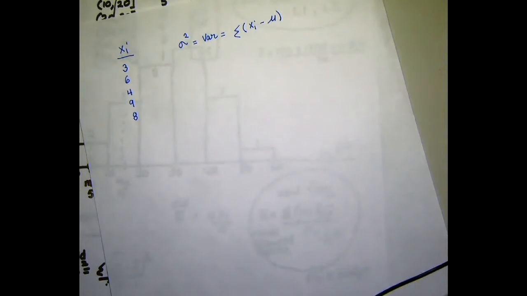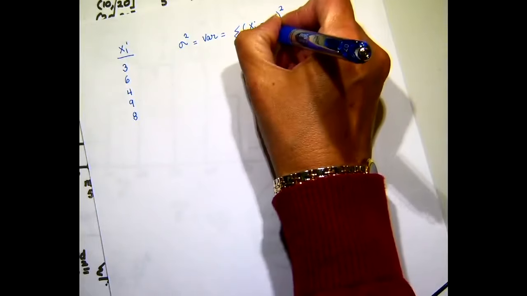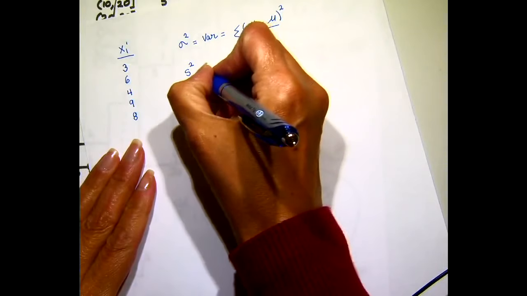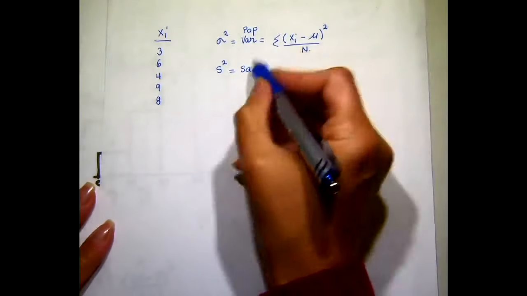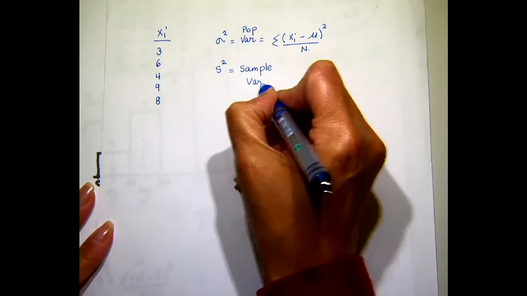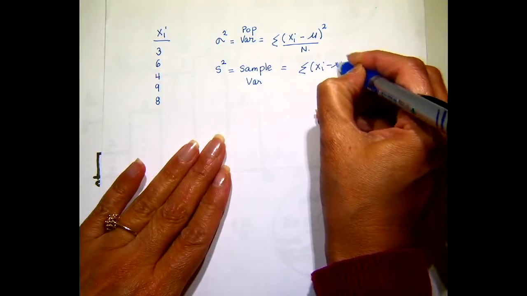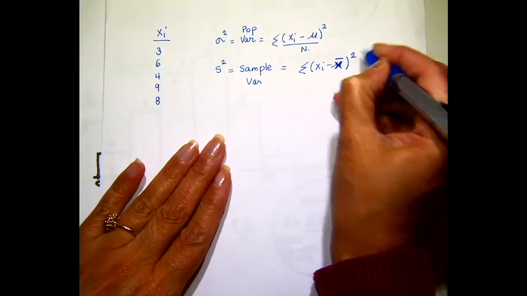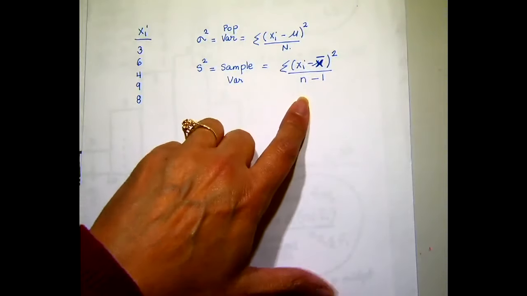Okay, so it would be summation xi minus mu squared divided by n. And if it were a sample, the sample variance, this is the population variance. So the sample variance would be summation xi minus, actually xi minus x bar, because we don't call it mu anymore for a sample, squared divided by n minus 1. We mentioned that this was due to Bessel's correction, right?